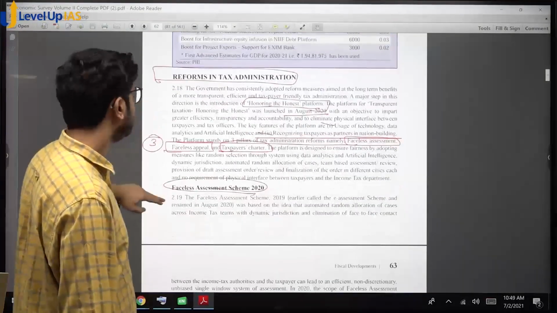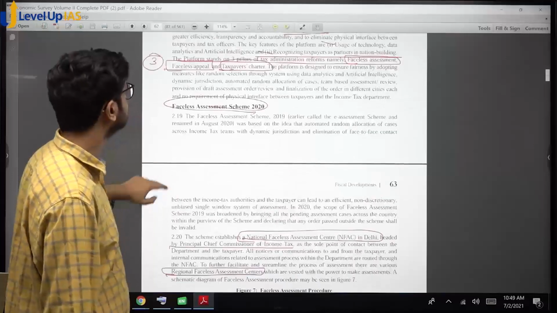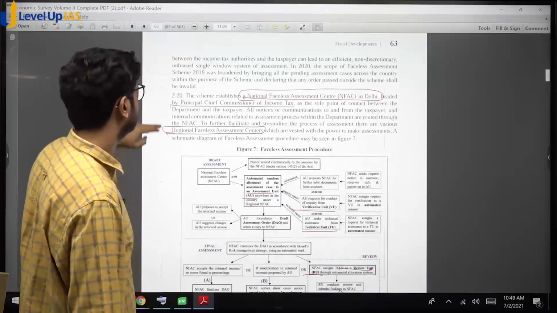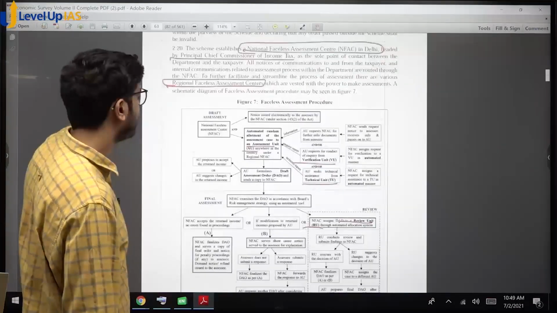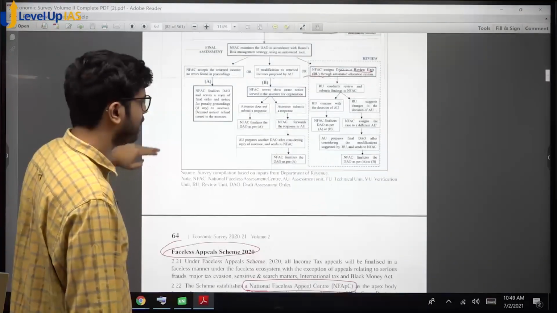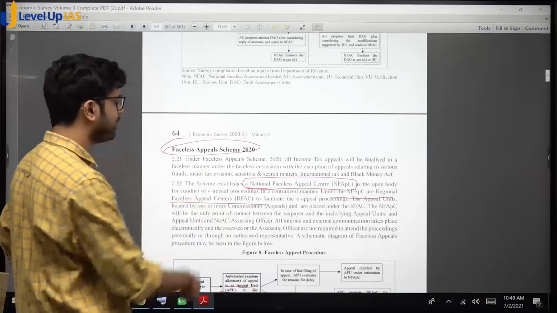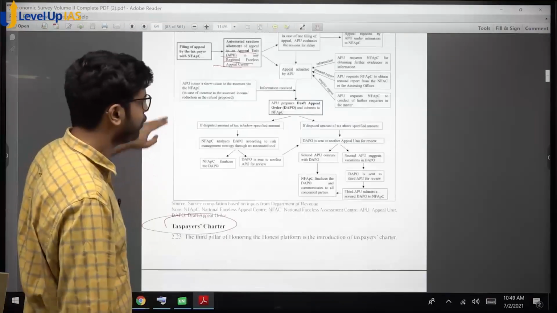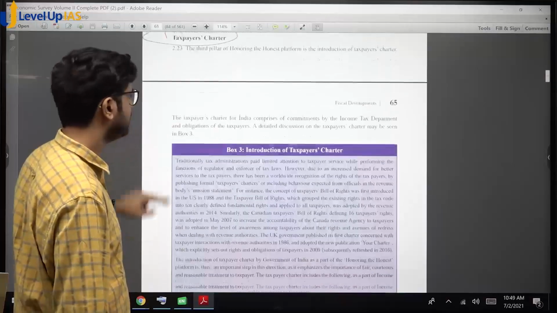Okay? Reforms in tax administration. Remember we discussed faceless assessment. Okay, सब same है यार. They have given the entire faceless assessment का procedure here, which is not required for us actually. Faceless appeals, remember? Faceless appeals. One more thing I want to show you before we close this. इसलिए I am just scrolling.